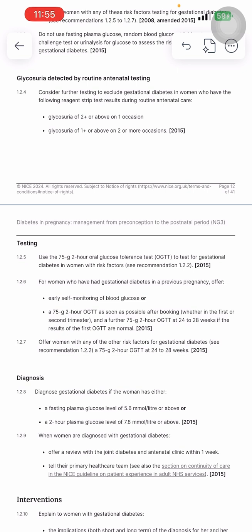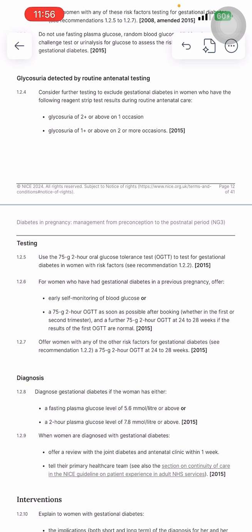So at first trimester, if the blood glucose is abnormal, then you have to advise her to test HbA1c also. So, diagnosis: how to diagnose gestational diabetes mellitus. The fasting blood glucose level of 5.6 or above, or 2-hour plasma glucose of 7.8 millimole per liter or above.